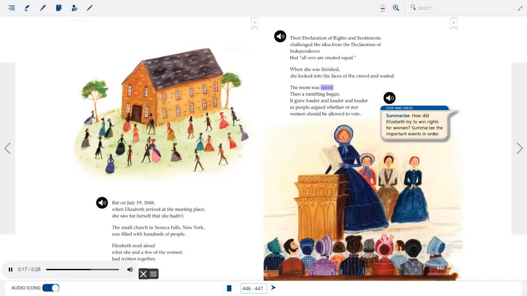The room was silent. Then a rumbling began. It grew louder and louder and louder as people argued whether or not women should be allowed to vote.